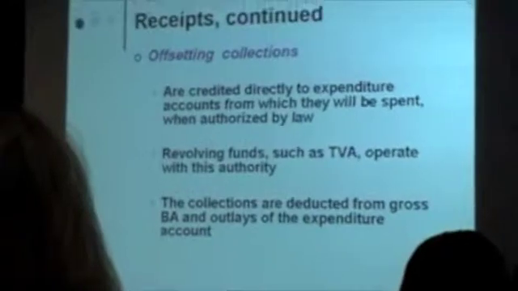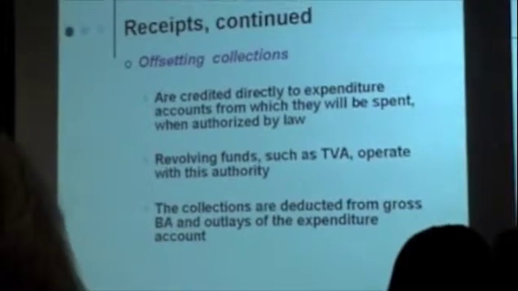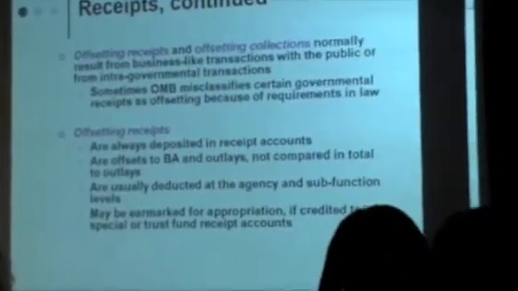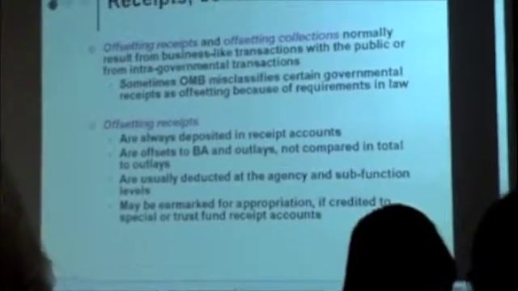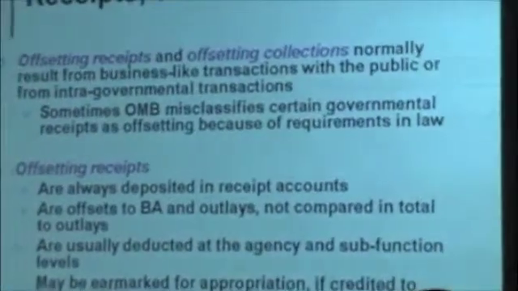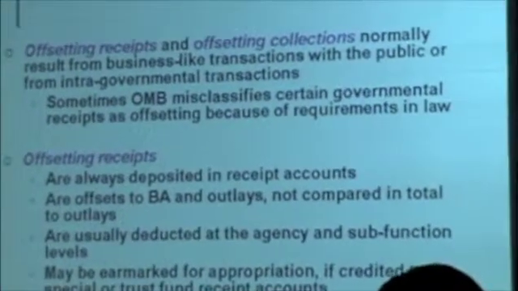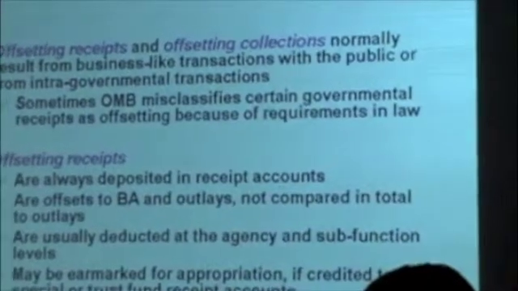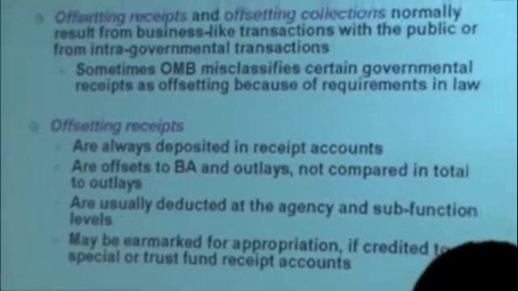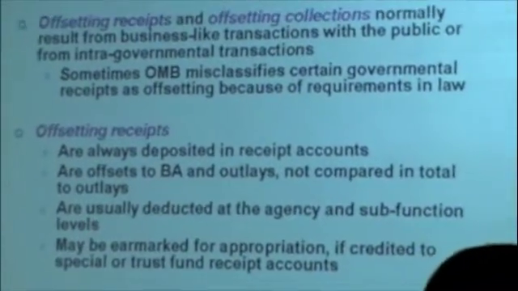Offsetting receipts. I've got offsetting collections here, so I want to go to offsetting receipts. Offsetting receipts would be, as it said, those receipts that go to special fund or trust fund receipt accounts. You don't see them in the trust fund, for example, let's use the civil service retirement and disability fund. Because that's a trust fund, you don't see the offset of spending in the account. But if you look at the total for OPM, you will see a reduction for those receipts that go into the trust fund.